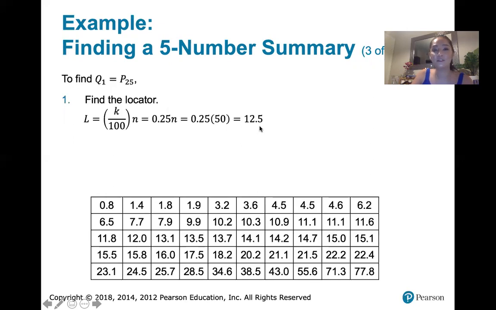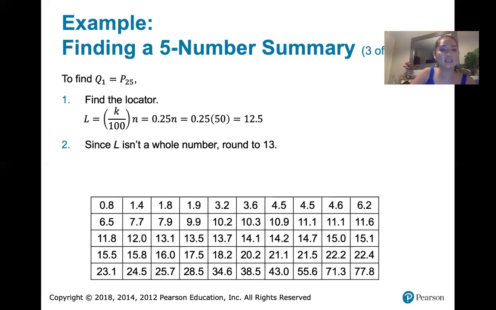So that's my locator. Now remember, we handle locators that are whole numbers differently from locators that are not whole numbers. If it's not a whole number, we round up no matter what. Even if it was 12.1, I would be rounding up to 13. So I see I've got a non-whole number here. It's 12.5, so I'm going to round up to 13. And remember what that 13 tells us. We're going to go to the 13th value on our list. That's going to be the value of that first quartile, or 25th percentile, same thing.